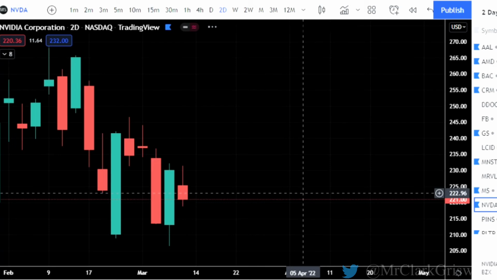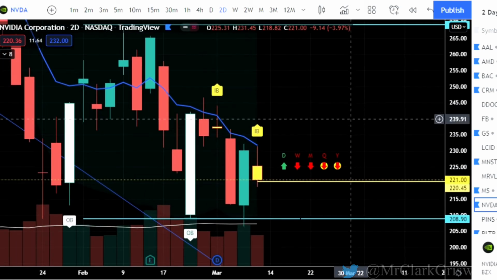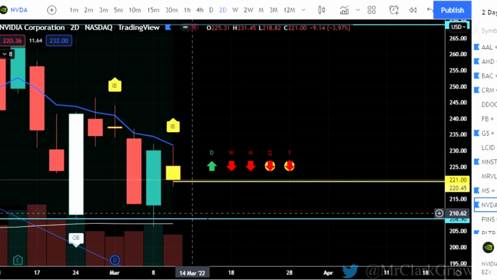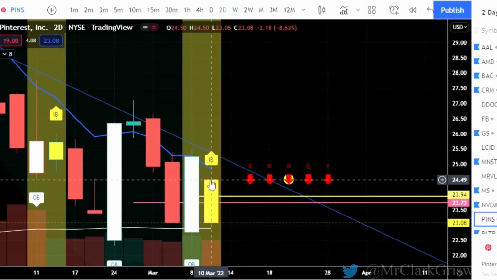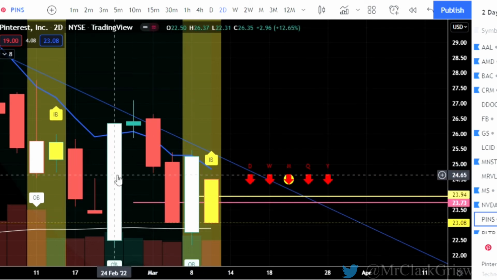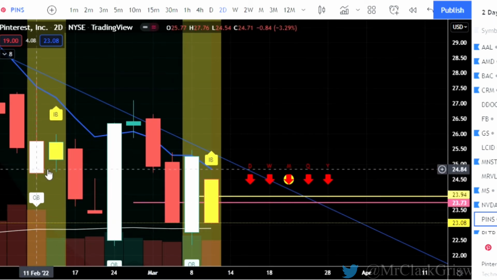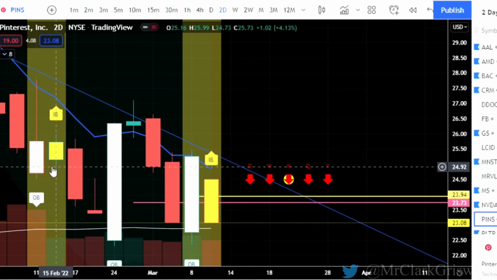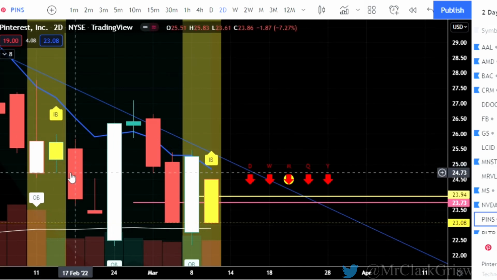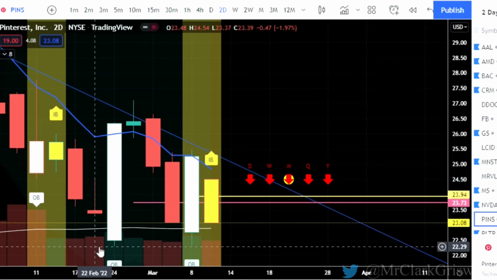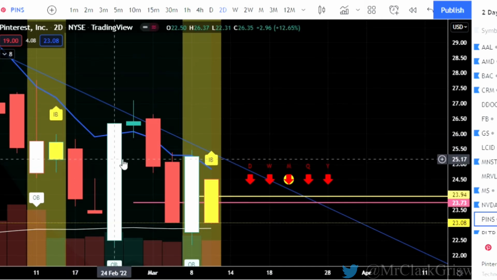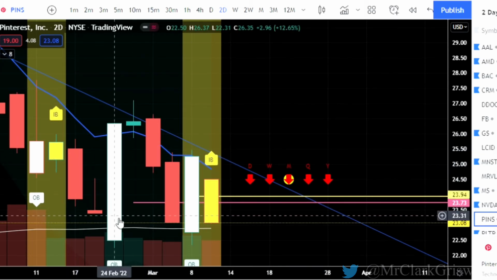NVDA is next, inside bar on NVIDIA. Then we go to PINS, that's Pinterest, P-I-N-S, and again, same thing, 3-1 setup, outside bar, inside bar, and look, here's another one just a few weeks ago, and we break here, and we're from 24.73 all the way down to 22.25, so a $2 drop on a $22 stock. It's 10% over 2 days. That would have been a really good setup on PINS.